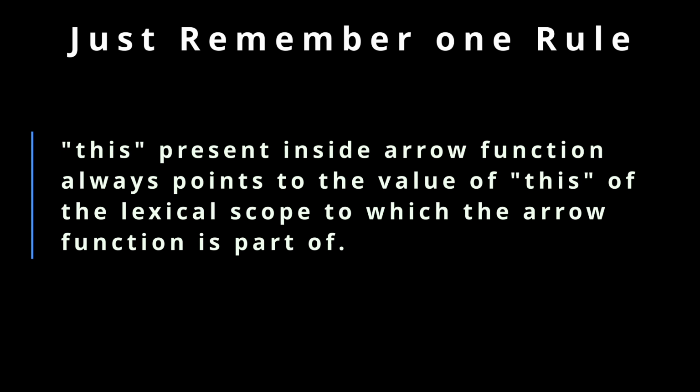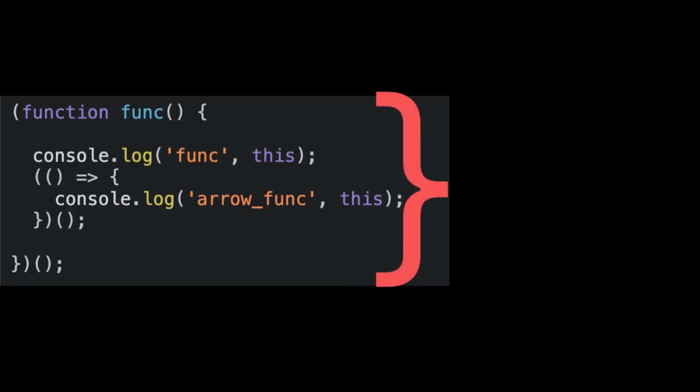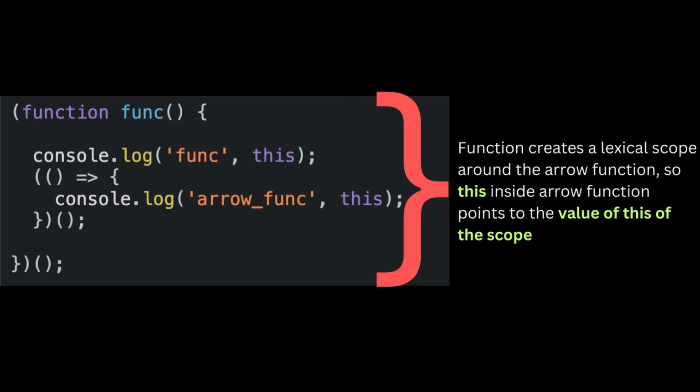Let's focus on the second fundamental difference, which is: where does the this point to inside arrow functions? Well, to answer that question, I always remember this rule of thumb: the this present inside the arrow function always points to the this that is part of the current lexical scope. That's it. Let's take a look at the following examples to understand it further.